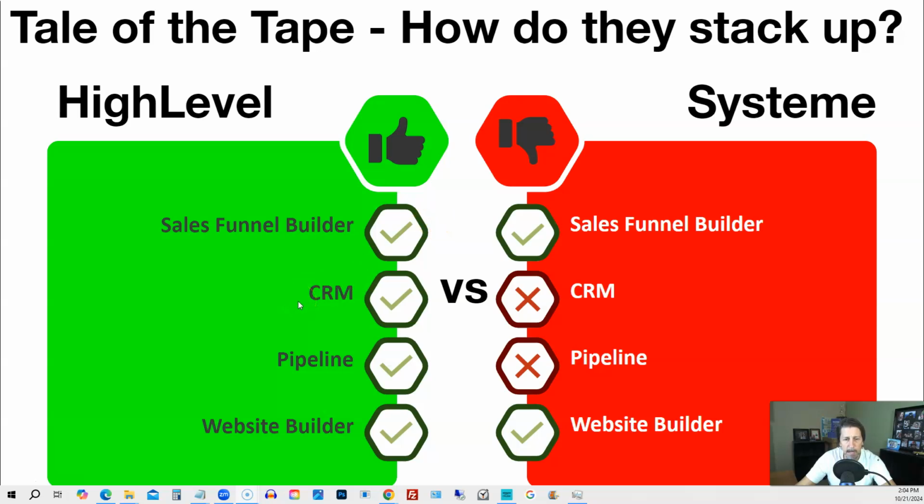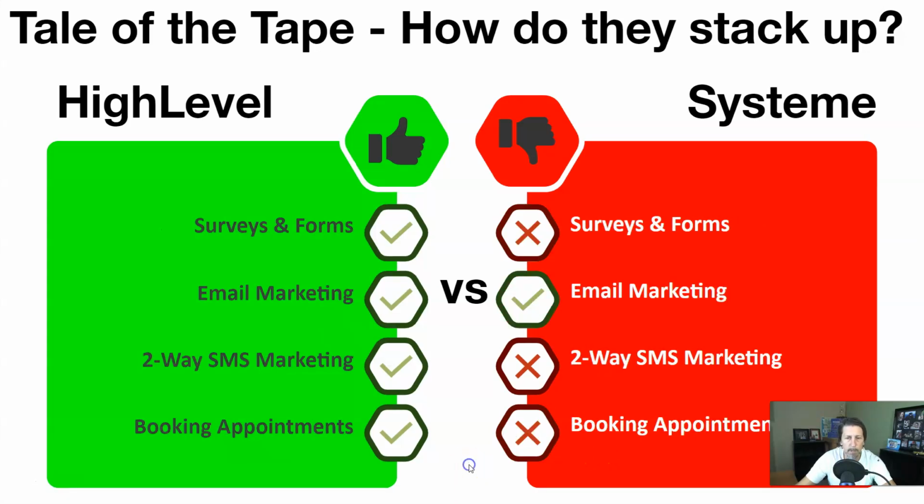CRM on the left for HighLevel, no CRM on the right for System. Pipeline on the left for HighLevel, no pipeline available in System. Website Builder on the left, also Website Builder on the right, so they both have a website builder. Surveys and forms on the left, no surveys and forms on the right for System.